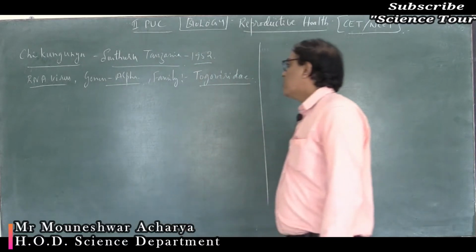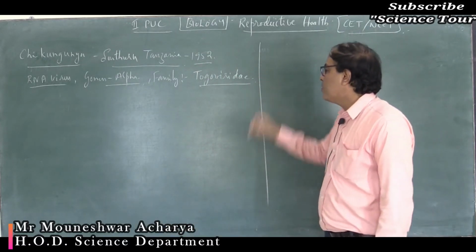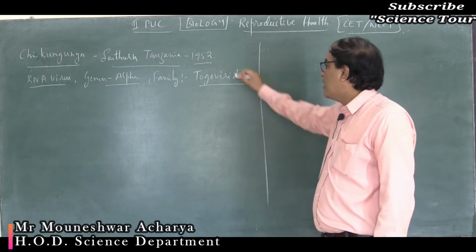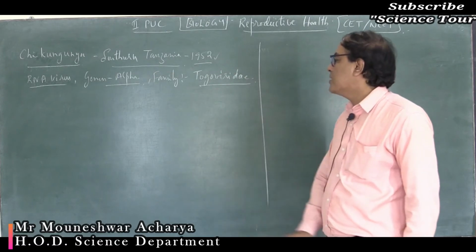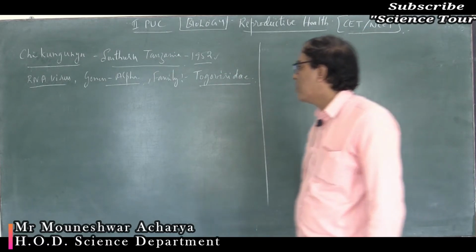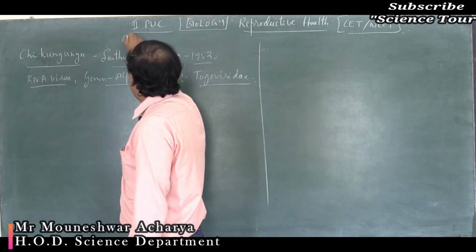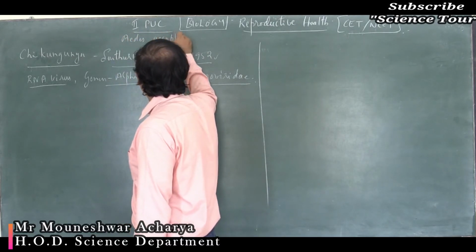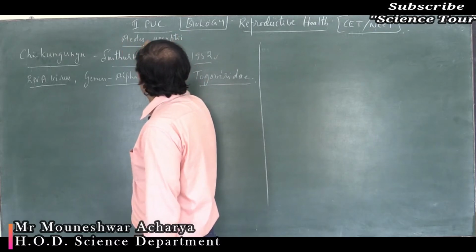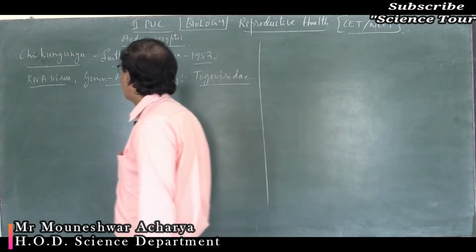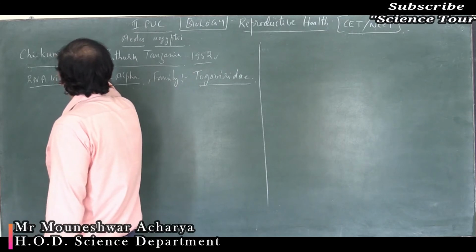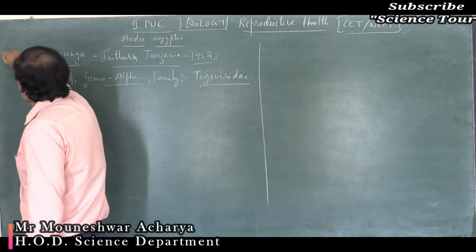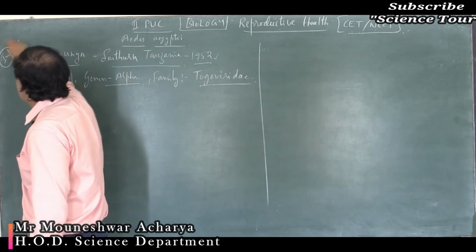Genus Alphavirus and family Togaviridae, an RNA virus which causes chikungunya, was first identified in the year 1952 in southern Tanzania. Mark it as important. So Aedes aegypti is the female mosquito which transfers this particular virus, that is the RNA virus. Mark it as important.